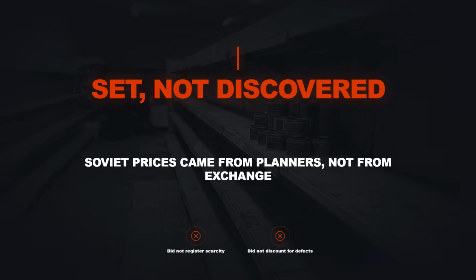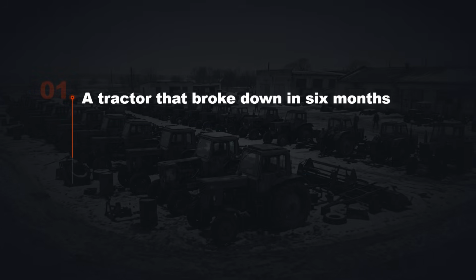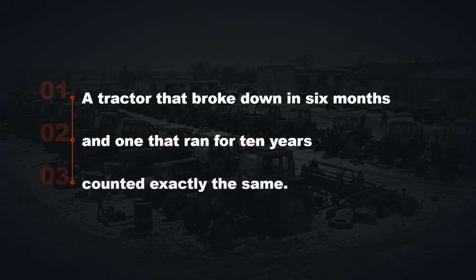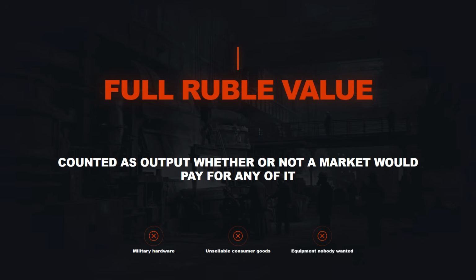Soviet prices were set by planners, not discovered through exchange. They did not register scarcity and did not discount for defects. A tractor that broke down in 6 months and one that ran for 10 years carried the same official price and contribution to output. Military hardware, unsellable consumer goods, and equipment nobody wanted were all counted at full ruble value, whether or not any of it created value a market would actually pay for.